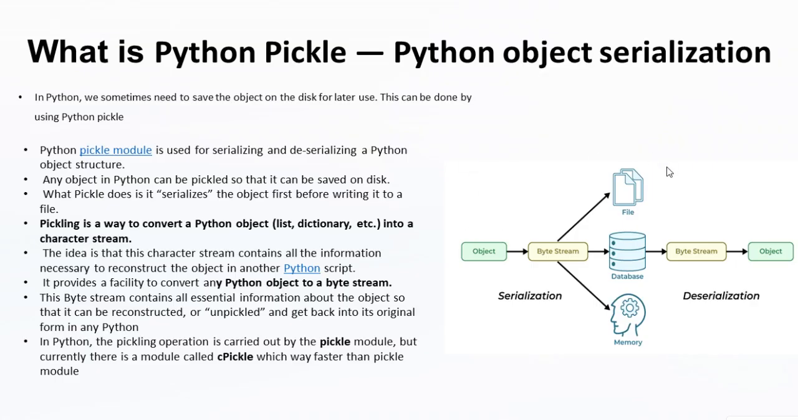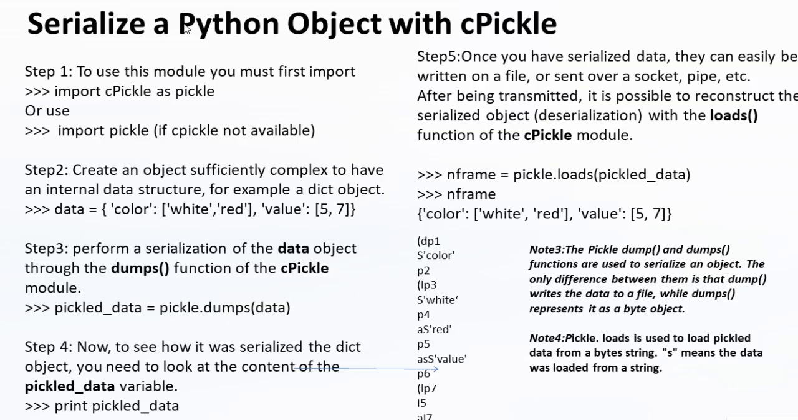Let's first learn this first process where I'm going to convert the Python object into a character stream, or how we perform serialization using pickle. The first step is you have to import the module. You can import cPickle as pickle if you have cPickle in your Python version. The difference is cPickle is even 1,000 times faster than the pickle module. Or if you don't have cPickle, just import pickle into your Python script.